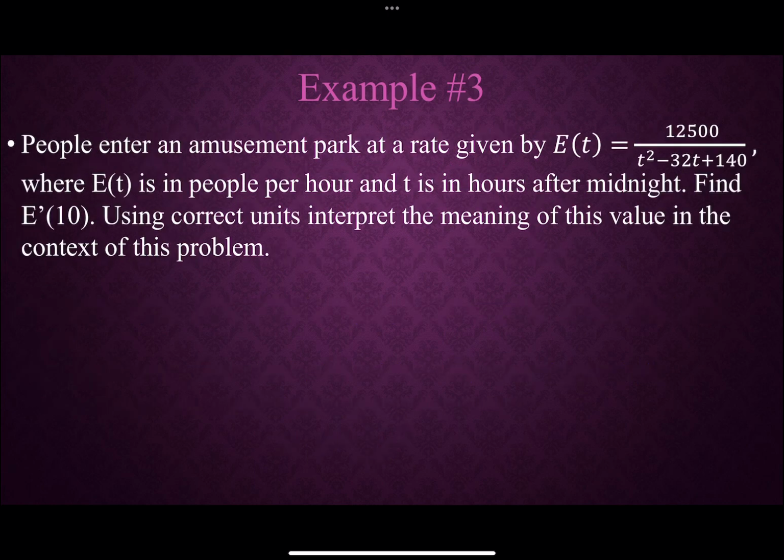Now, actually solving for different things, well, we have this scenario. People enter an amusement park at a rate given by E of t is 12,500 over t squared minus 32t plus 140.